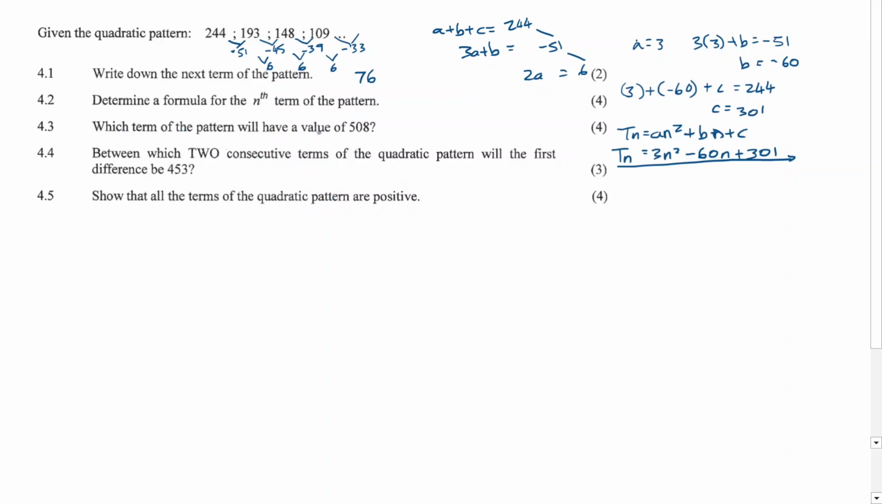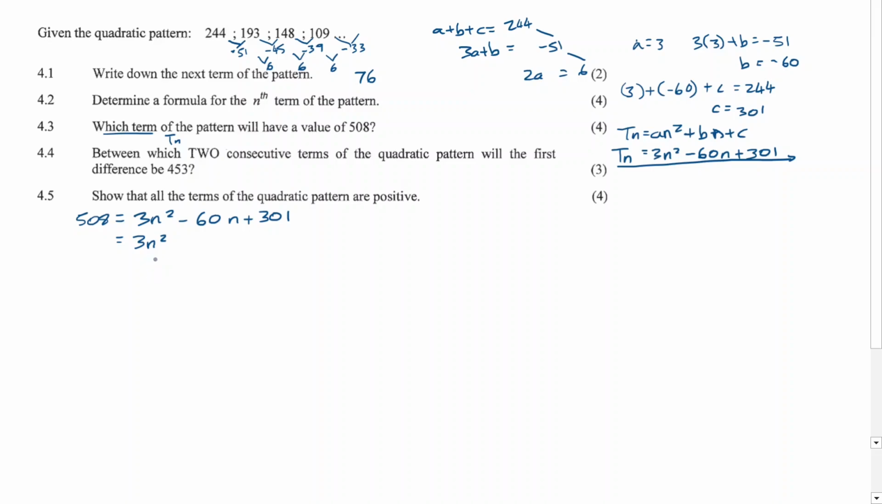Which term in the pattern will have a value of 508? So that's not subbing in for n. It's not saying what is the 508th term. It's which term. So whenever you have which term, you sub that in for tn. And so let's do it here. So 508 will equal the formula. And then from there, it's just bringing everything to one side. I like to keep it where the n squared is positive. So let's keep it that side.